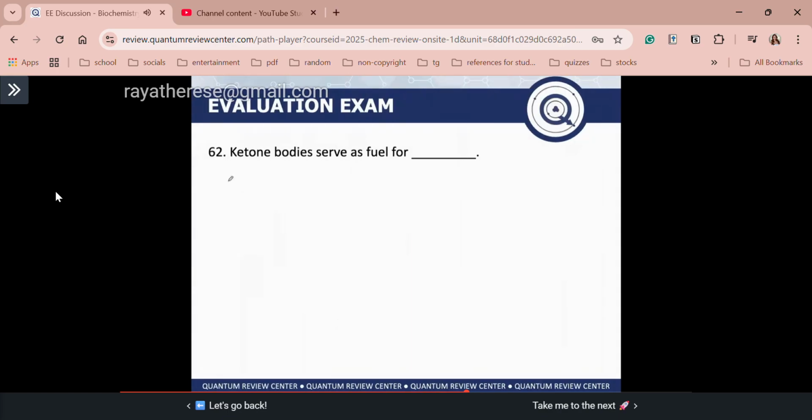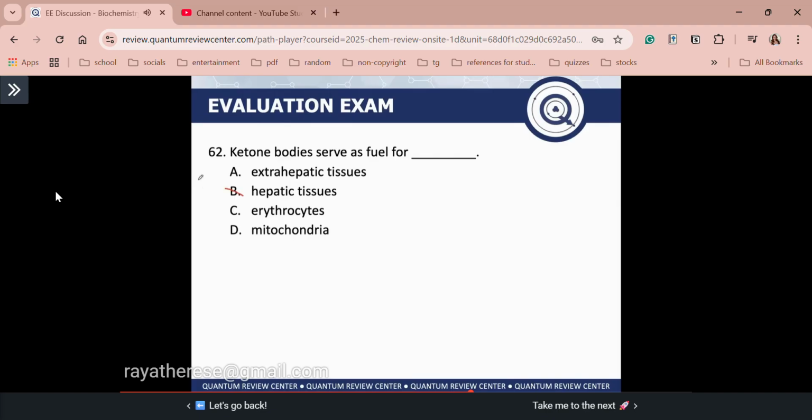All right, so number 62, ketone bodies serve as fuel for blank. Or this topic is under your lipid metabolism, particularly in ketogenesis. So again, our choices: A, extrahepatic tissues; B, hepatic tissues. Or class, remember, if you have this type of choices wherein they are almost similar, but again they are contradicting each other, either one of them is correct. Okay, letter C, erythrocytes, or letter D, mitochondria.